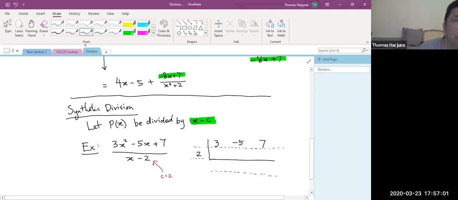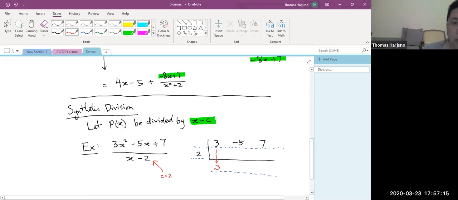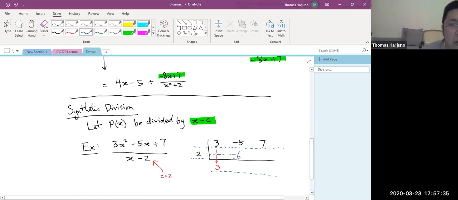Now, here's the procedure for synthetic division. The first number always copy down here. Everybody follow me, because this is more into procedure. The first number, copy down there. Now we will multiply this number here with 2, whatever the c is. 3 times 2 is? 6. Now you will write that 6 here. Now then, I'm sorry, it looks like negative 6. My bad. Let me erase that.